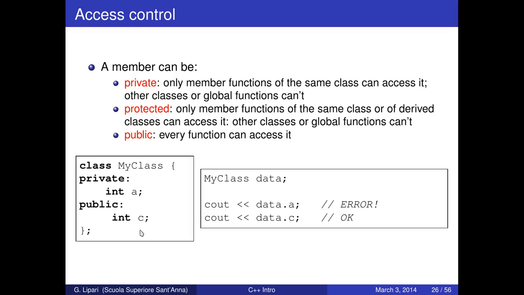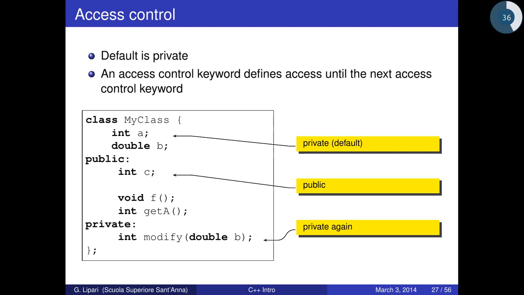And C instead is public, and it means that it can be accessed by everybody. So every single function anywhere can access it. So basically, the second line, cout data.c, is allowed. Protected has a special meaning for derived classes, and we are going to see it later on. So the default is private. If you don't write anything, it goes to private by default.